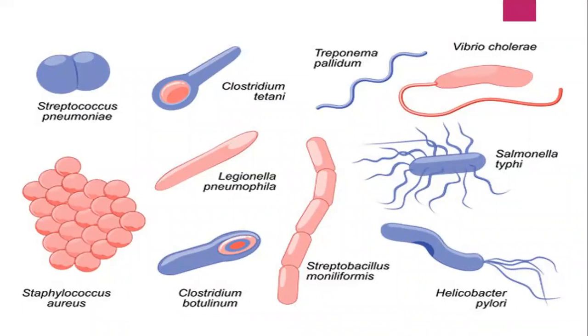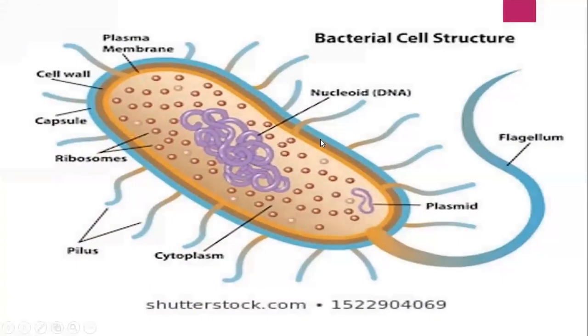These are different types of bacteria in front of you. This is Salmonella typhi, which causes typhoid in human beings. This is Vibrio cholerae, the causative agent of cholera. Clostridium tetani is the causative agent of tetanus, and this structure is for pneumonia. This is Staphylococcus aureus. You can see this is a typical structure of a bacterium.